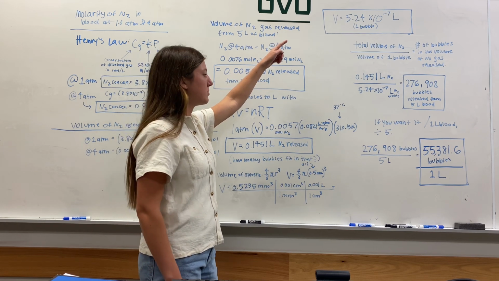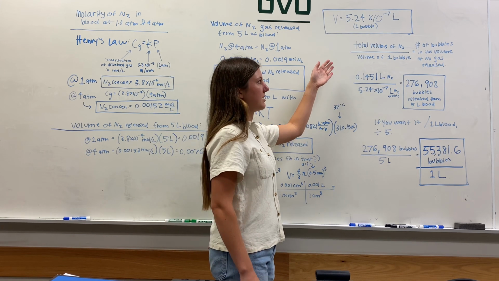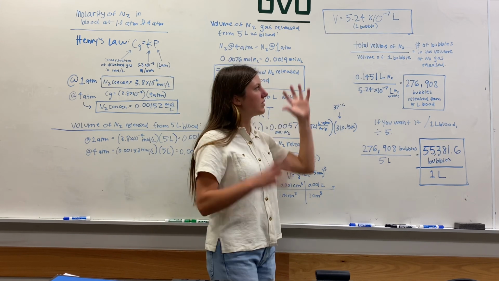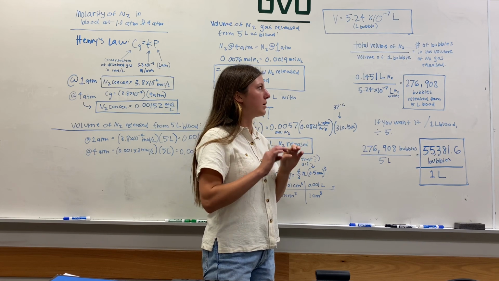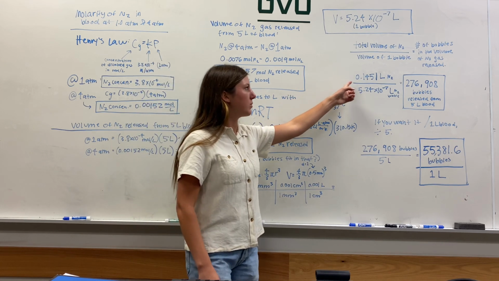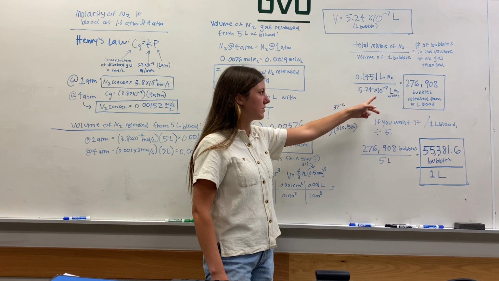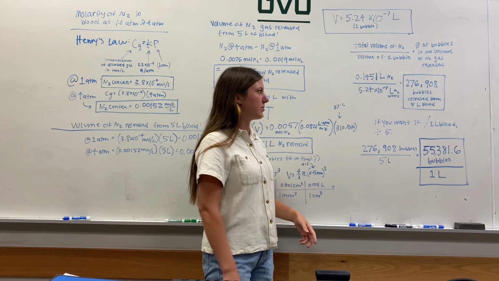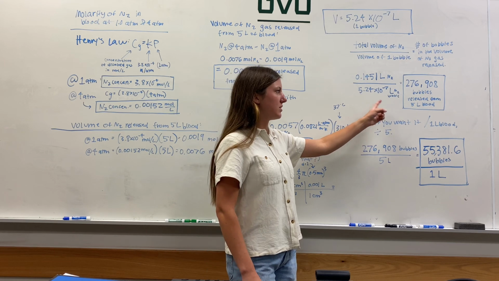That's in 1 bubble. Now we can find out the number of bubbles in the volume of gas that was released. We take the total volume of nitrogen gas and we divide it by the size of 1 bubble. So we plug in these numbers that we calculated. So you have 0.1451 liters of nitrogen gas divided by 5.24 times 10 to the negative 7 liters for 1 nitrogen bubble. So we get 276,908 bubbles released from 5 liters of blood.